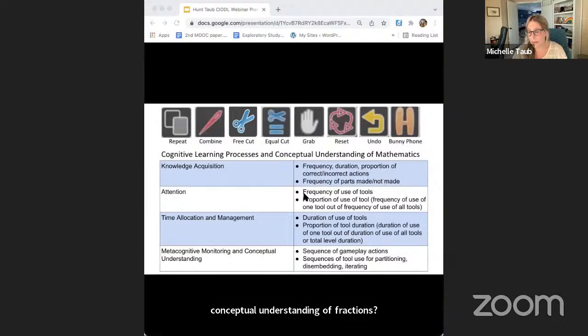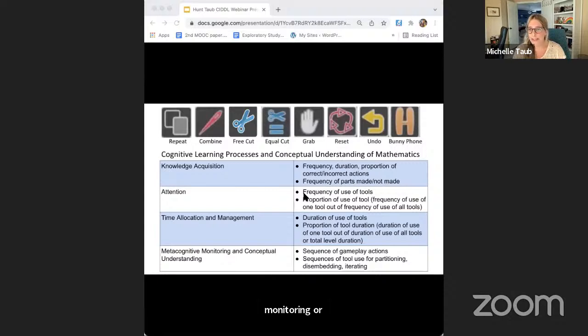Students can repeat a behavior, they can cut a bar in half. They can also reset the level or undo their move. They can also ask for help. That's what the bunny phone is on the end. I'm not going to go through all the elements in this table, but we just wanted to show that the way students are using these tools can actually demonstrate their knowledge acquisition, their levels of attention, how they're managing their time, or how they're metacognitively monitoring or conceptually understanding fractions.